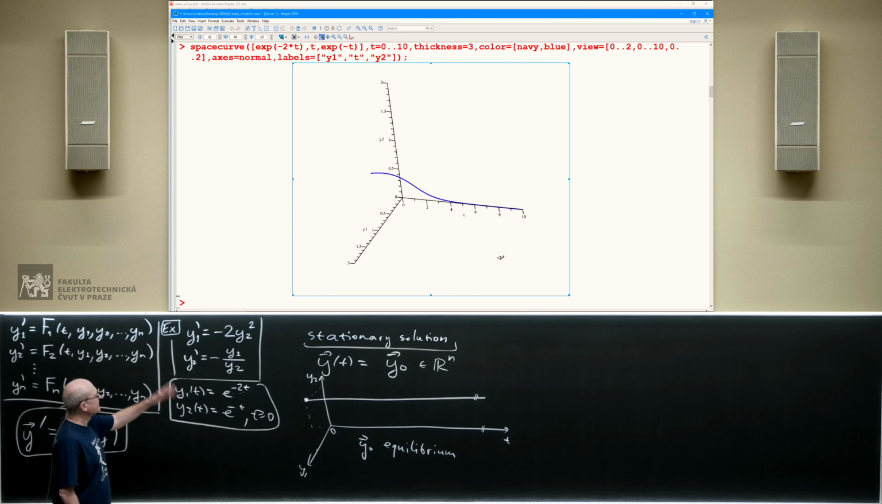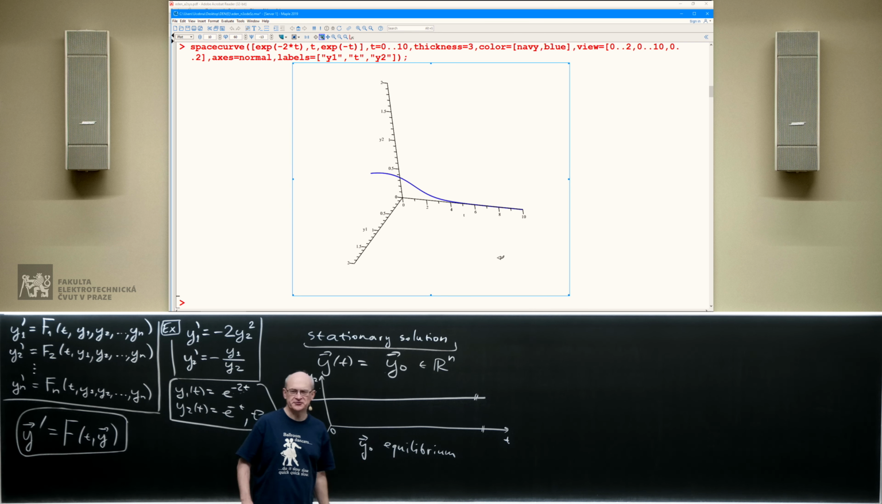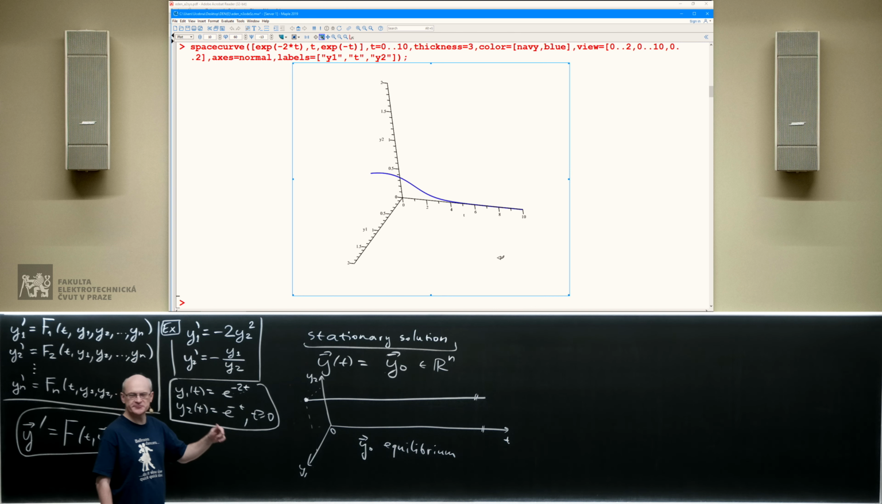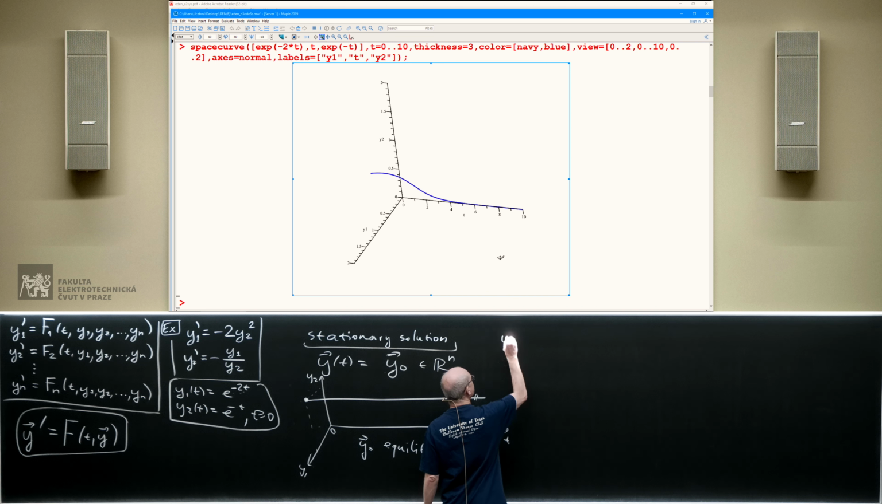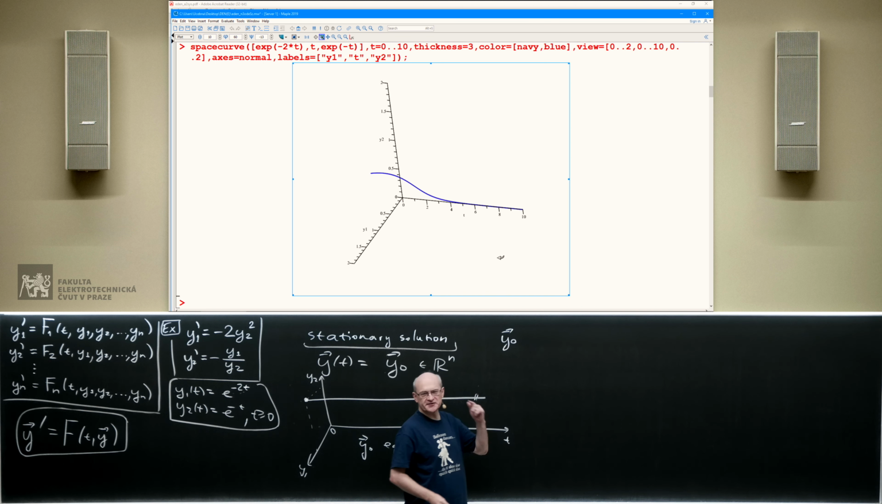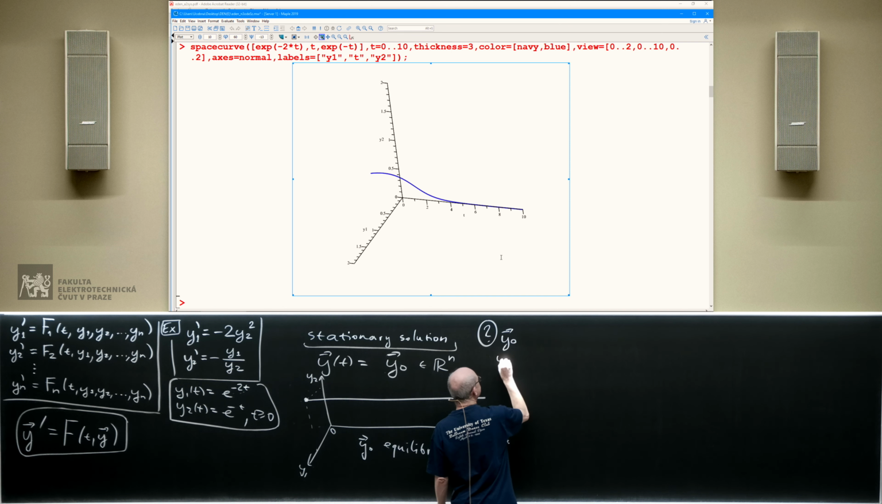Okay, now let's ask a good question. How can I recognize a stationary solution? Well, it's constant. And because it's constant, the derivative must be 0. So we are looking for some value, y naught, but now it's a vector value. That's our question. Can I find some vector, which means values y1 through yn, by the way?